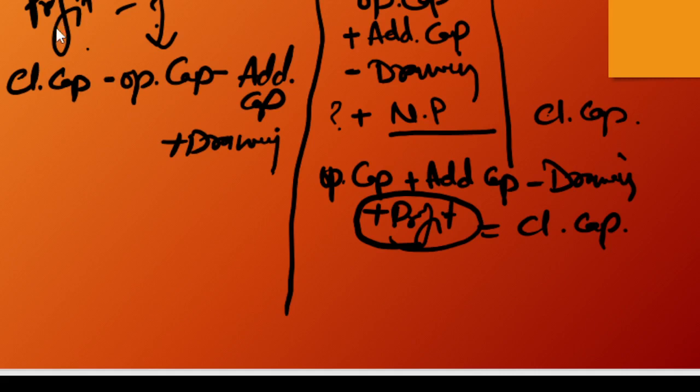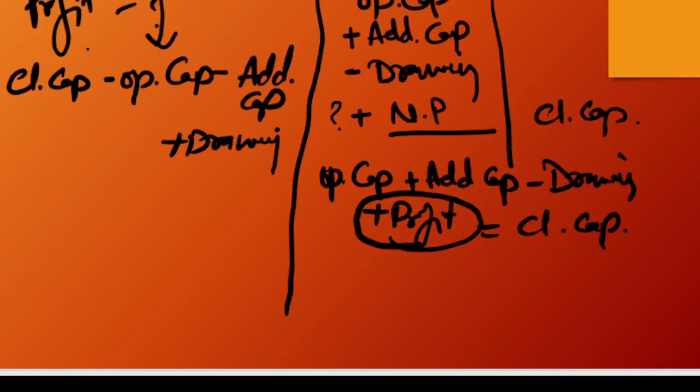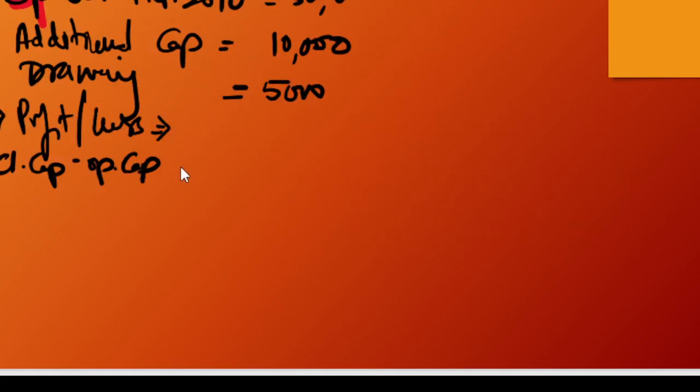Okay, so profit is closing capital minus opening capital, minus additional capital, plus drawing. Closing capital minus opening capital, minus additional capital and plus drawing.